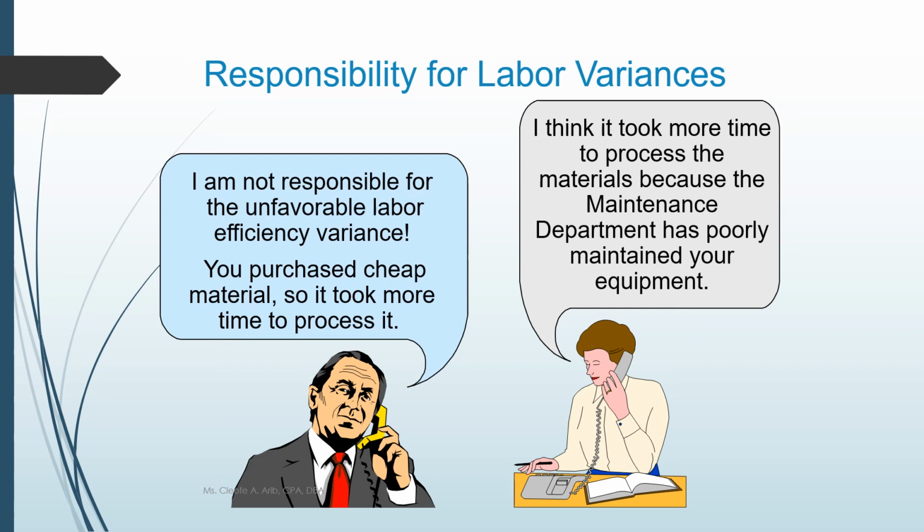So, if that is the case, this is not the responsibility of the production department. That particular variance is not the responsibility of the production department. Again, whose responsibility will that be? It will go to your purchasing department. The example earlier about the maintenance department doing a poor job in maintaining your production equipment, then again, that is not a responsibility of your production department personnel. That will now be the responsibility of your maintenance department.